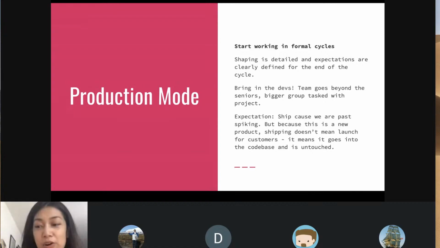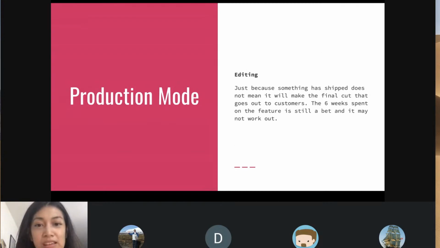but that doesn't mean they're going to launch the product to customers right away. It means it's going to go into the code base, and hopefully it will remain untouched there and be part of their code base. At the end of the cycle, just because something has shipped does not mean it will make the final cut that goes out to customers. This is why it's important to differentiate this new product cycle. The 6 weeks spent on the feature is still a bet, and it may not work out.